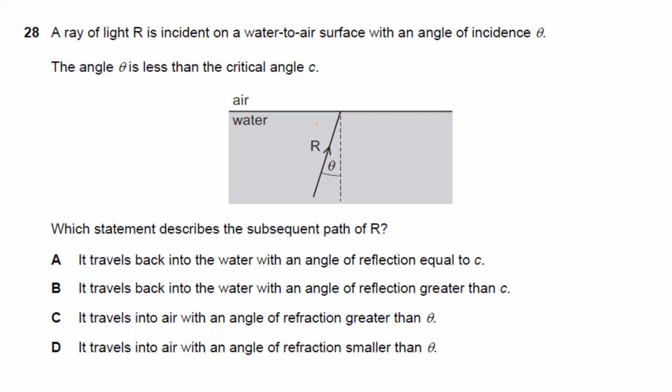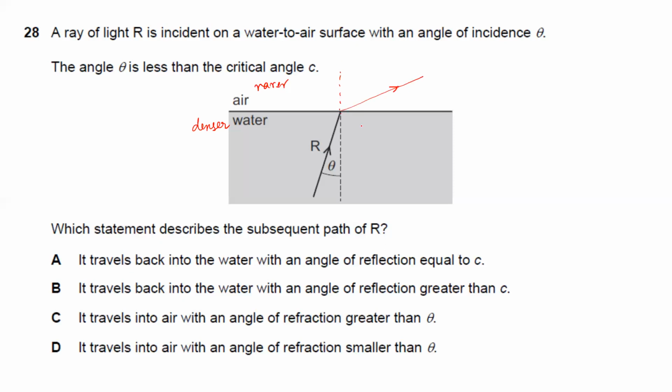So again, light is shining on an interface, moving from a denser medium to a rarer medium, and the angle is less than the critical angle. It means that refraction will take place rather than total internal reflection. So light is moving from denser to rarer medium, so it will move away from the normal.